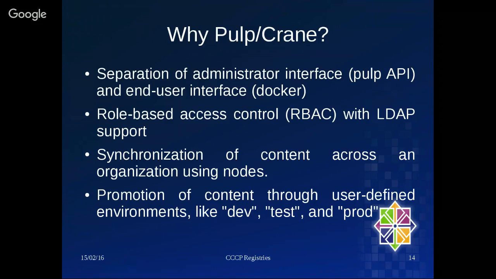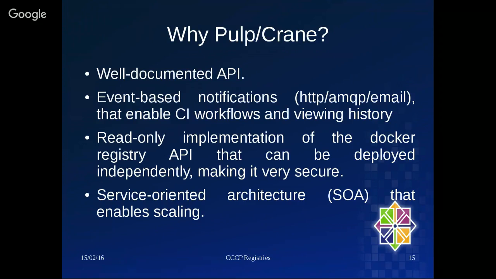Okay, so these are the good points about Pulp or Crane that I found. There's a separation of administration and user interface. Like I said, it has role-based access. You can support LDAP as well, and master-slave synchronization is available. And then we have separation of concerns. I'm investigating whether we may not need to host separate registries; we can have a single registry and then segregate the environments. And again, it has a well-documented API similar to Docker registry. And yes, event-based notifications, like Docker registry. And read-only stuff, which Docker registry lacks. And of course, it is SOA, unlike Docker registry as well.